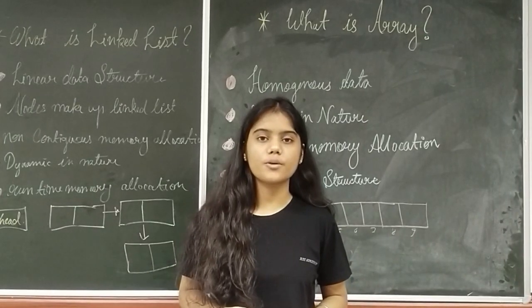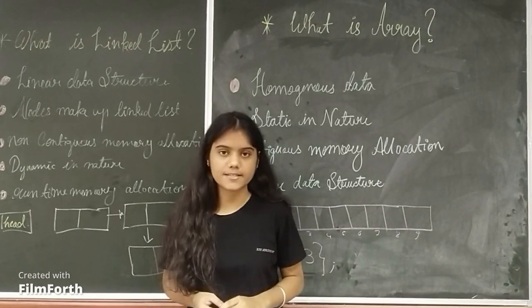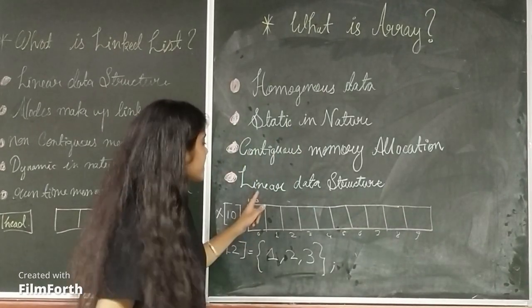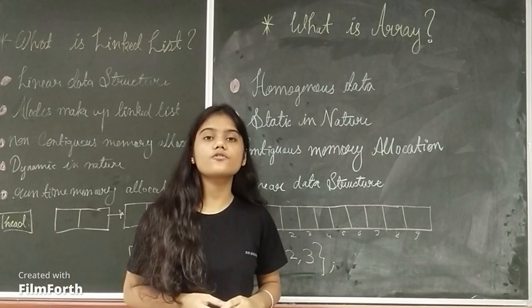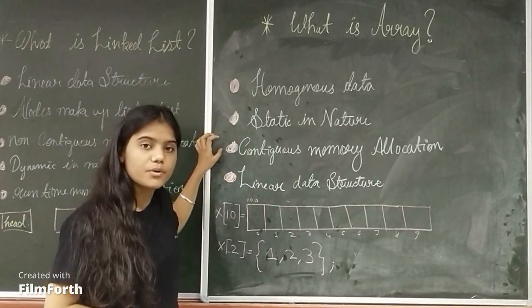This is Prachi Sharma from SGSIT's college, and today we are going to dive into the complexities of array versus linked list. First of all, what is an array? An array is a linear data structure. It is a collection of homogeneous type of data. It is static in nature and has contiguous memory allocation.